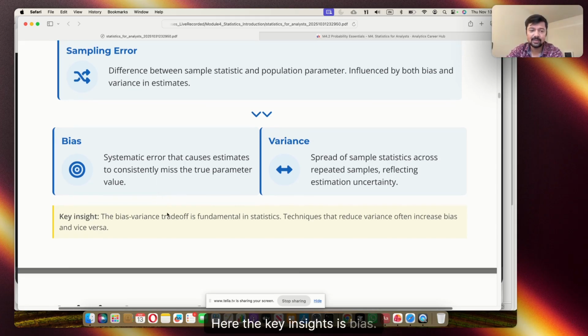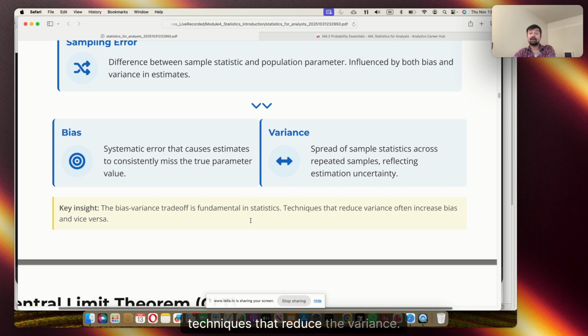The key insight here is that the bias-variance trade-off is fundamental in statistics. Techniques that reduce the variance, be it sampling techniques or computational techniques, often increase the bias, and vice versa. Make sure you are capturing enough of a sample set, enough diversity in the data, so that you are not biased towards any kind of predictions.